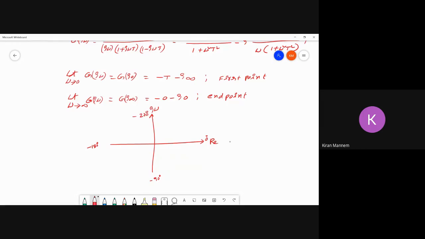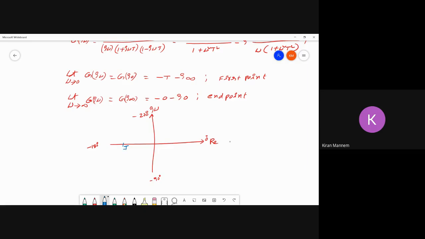Now what's the first point? The real value is minus t. Minus t means it is on the negative real axis, that is, left side of the j omega axis. So let us say this point, I'll use another color for this. Let this point be t, this is the t value or minus t value. Let me say it is a minus t value.